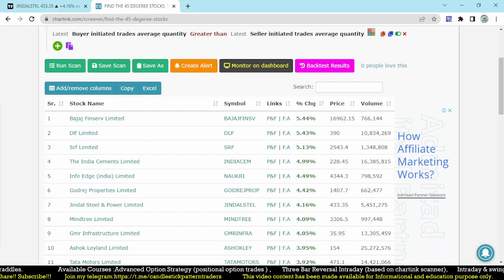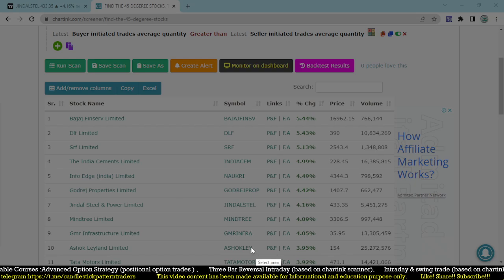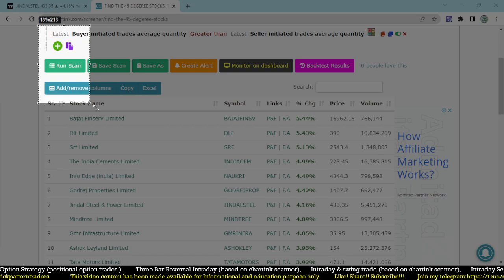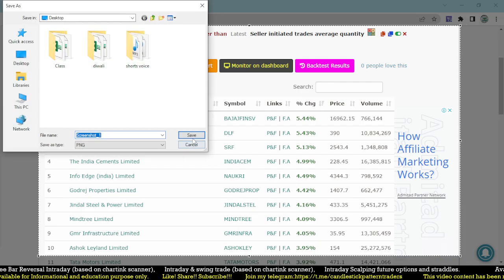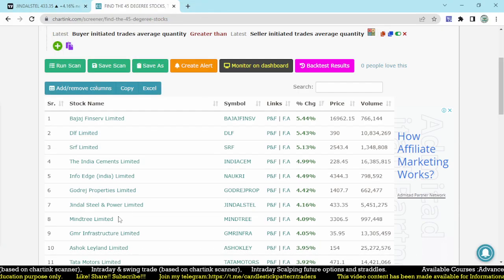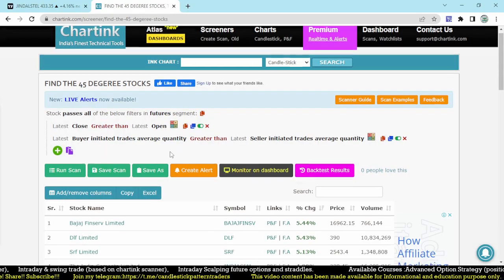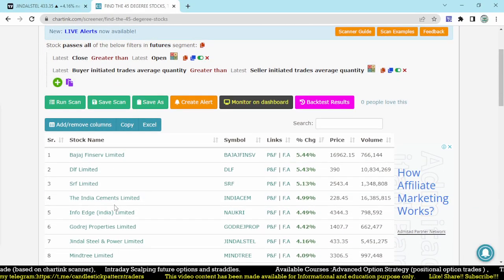So I do one thing. I take a screenshot of today's list, and let me check what happens in these same top 10 stocks tomorrow, because the stocks have good volume on the buying side, so maybe there are chances to continue the trend up also.